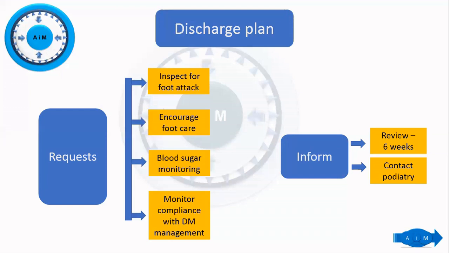What do we have to request? Here: inspecting for the foot attack, encouraging the foot care, blood sugar monitoring, and monitoring compliance with the management. So these 4 things we clearly have to request of the reader. But there are a few things which just have to be informed, that is regarding the review as well as contacting the podiatry. We are just letting the reader know, because they should know, but they have nothing to do with all these things.